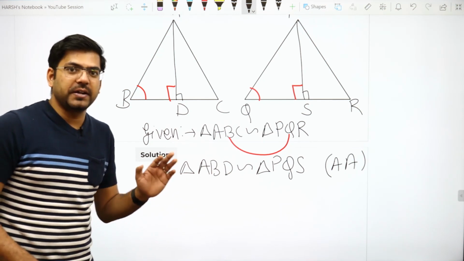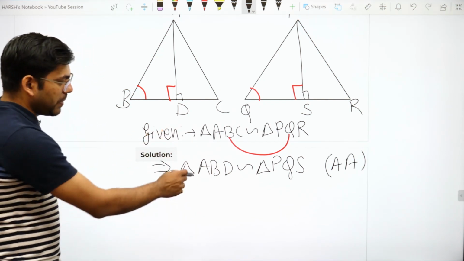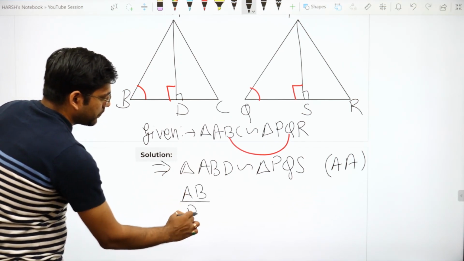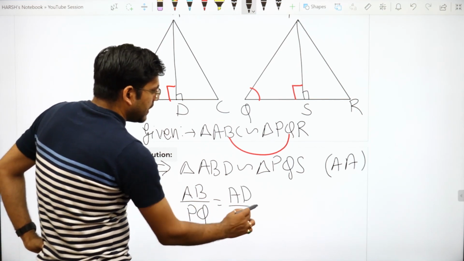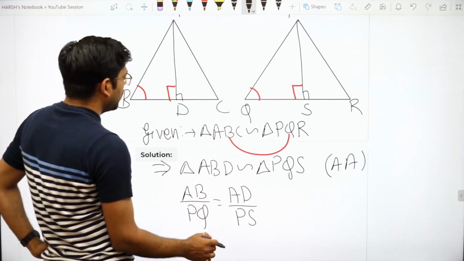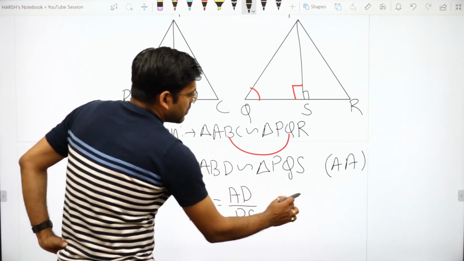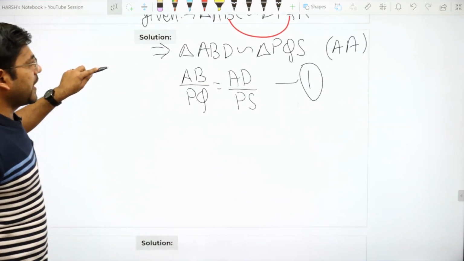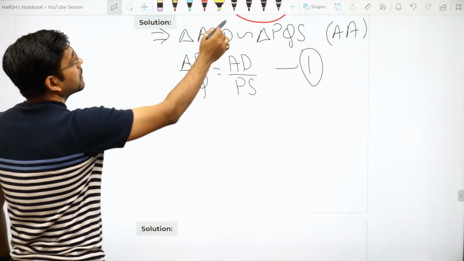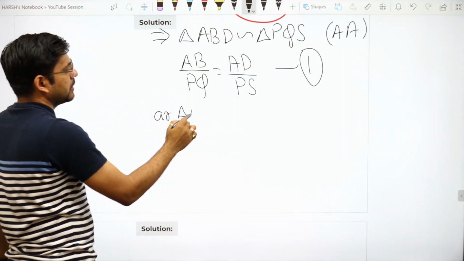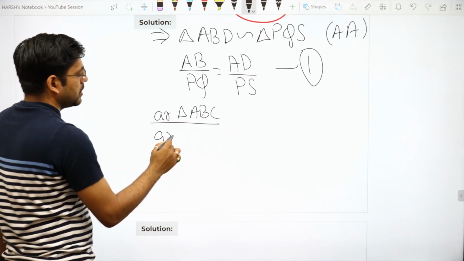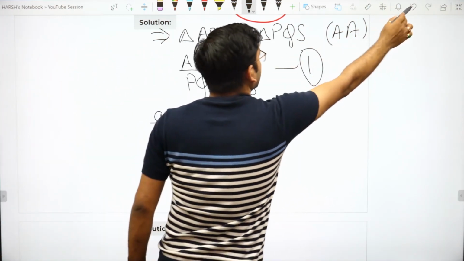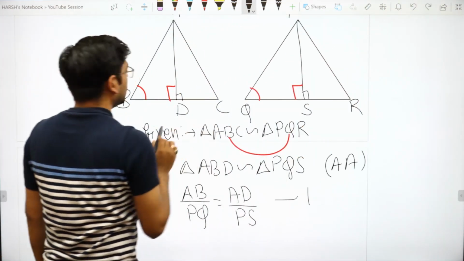Wherever it will be possible, I'll be telling you that yes, you can skip this step. Now ABD is similar to PQS. Now once it is similar, you will write AB upon PQ is equal to AD upon PS. Okay, AD upon PS. Yeah, that's fine. Just take this as first equation. Now what you had to prove? You had to prove the ratio of area of similar triangles. So I am writing area of triangle ABC upon area of triangle. Before this, let me write it down. I am writing here before that.